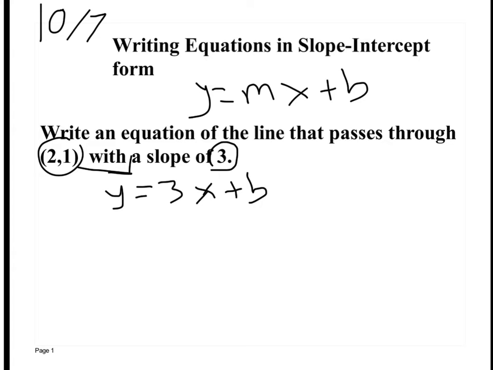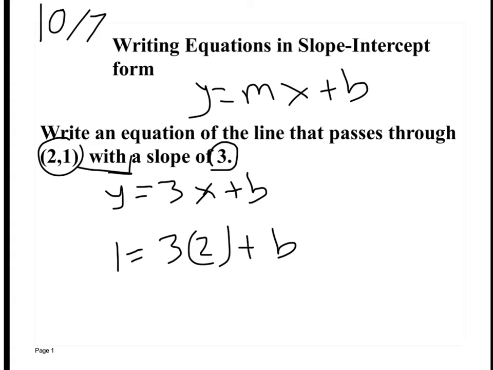Where do you think 2 is going to go? y, x, or b? x, because it's an x coordinate. Thank you, Willie. I told you we were solving for b, so definitely not that one. Where do you think 1's going to go? y, because it's a y coordinate.